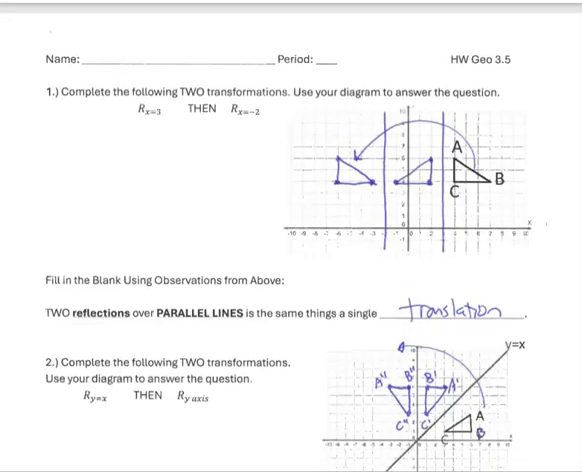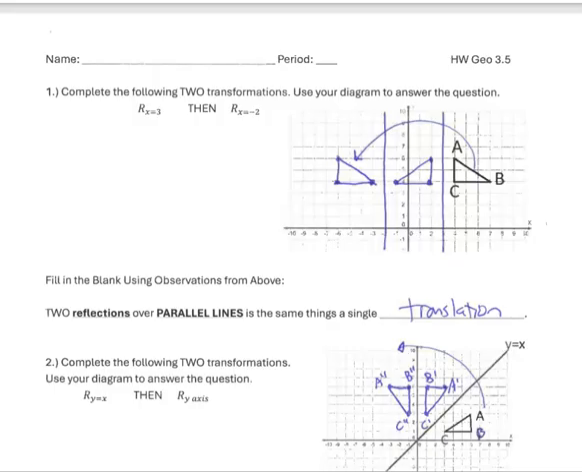Now let's move on to the homework. Complete the following two transformations. So the first one is you got to flip over the line of x equals 3, so that's a vertical line at 3. You can see all the points on the right need to go to the left, and then you flip over another line, which is x equals negative 2.